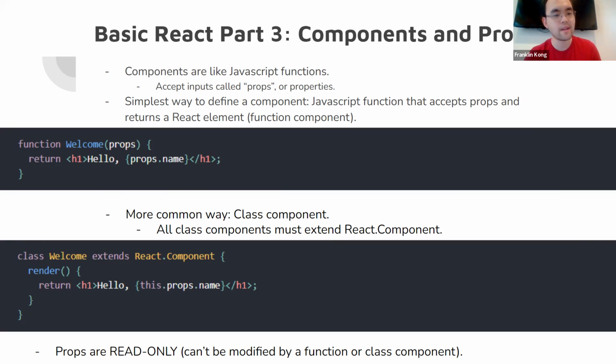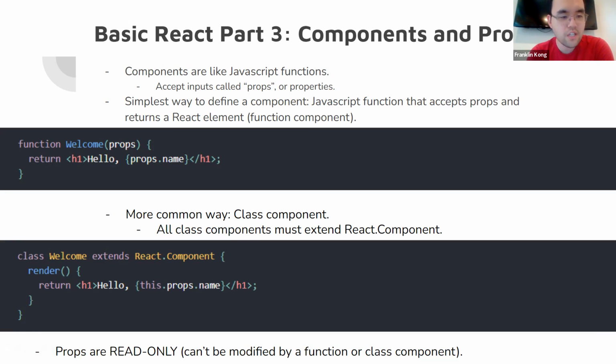It's an object that contains one or more parameters, and you specify these parameters when you create an instance of the component. The simplest way to define a component is a JavaScript function, as you see in the first example here, that accepts props and returns a React element.